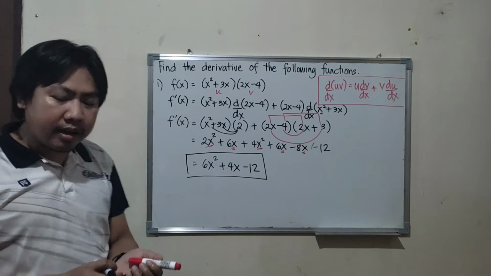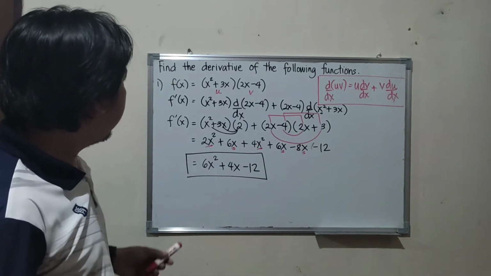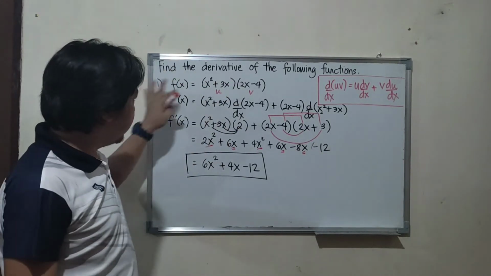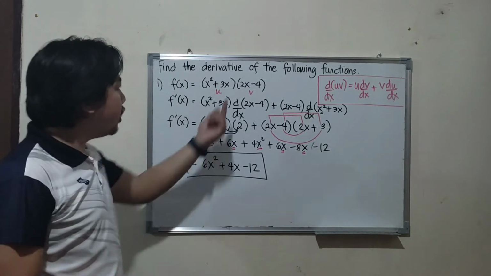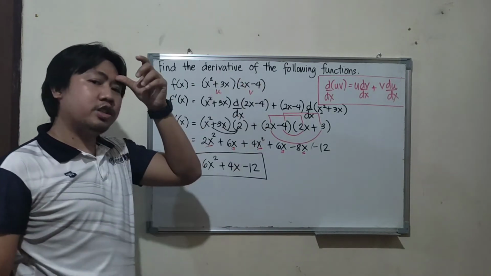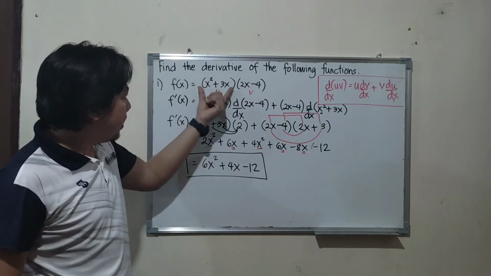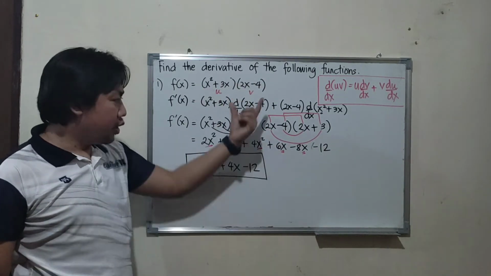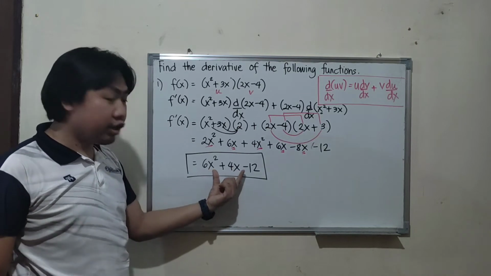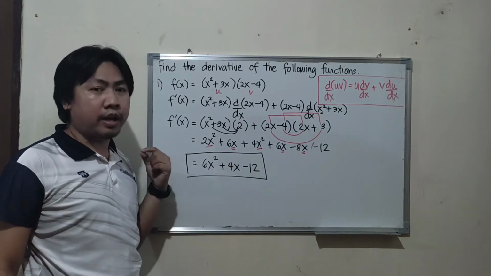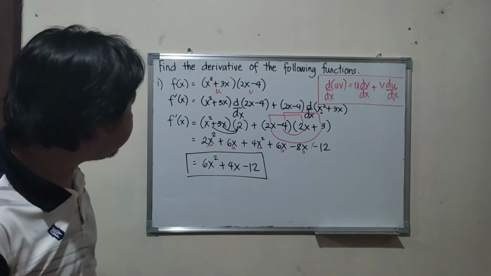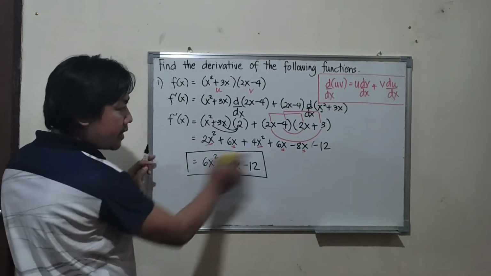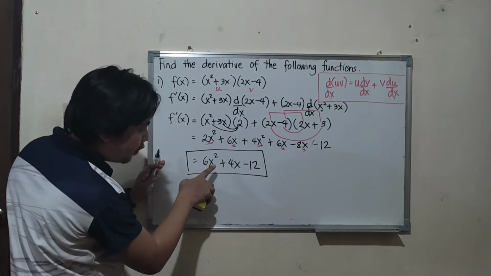Okay, so meron pang isang way para masolve itong derivative nito. So mapapansin nyo, wala namang exponent dito. So pwede natin gamitin na i-multiply muna natin itong binomial, tsaka natin kunin ang derivative. So verify natin kung magiging ganito rin yung answer, 6x squared plus 4x minus 12. Okay, so try natin. So burahin mo na muna, tandaan na lang natin, 6x squared plus 4x minus 12.